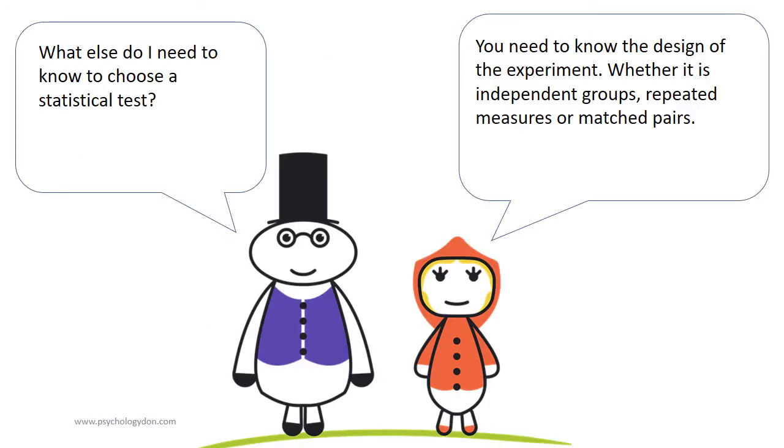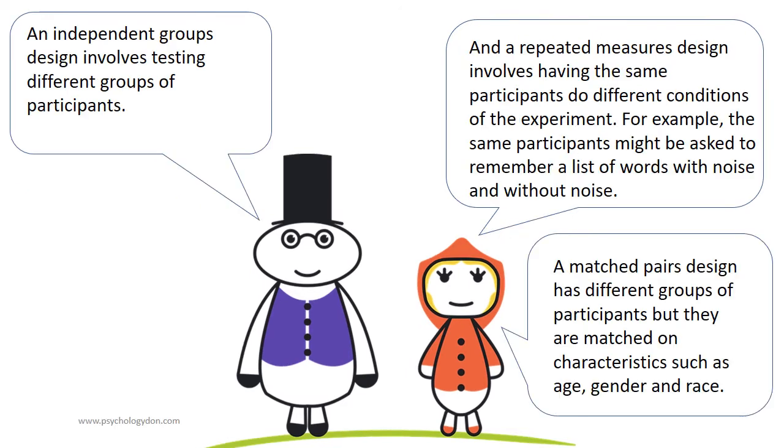So what else do you need to know to choose the statistical test? You need to know the design of the experiment, whether it is independent groups, repeated measures, or matched pairs. An independent groups design involves testing different groups of participants. And a repeated measures design involves having the same participants do different conditions of the experiment. For example, the same participants might be asked to remember a list of words with noise and then without noise. A matched pairs design has different groups of participants, but they're matched on characteristics such as age, gender, and race.